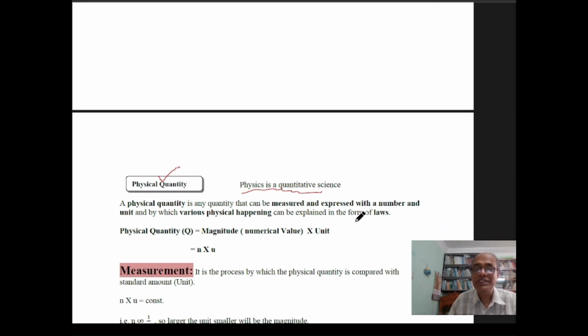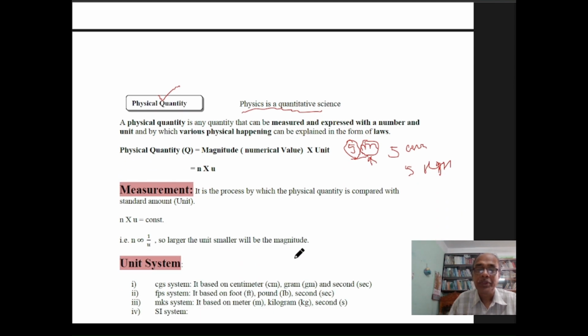Suppose you are sitting at a table. What is the length? 5 meter, 5 centimeter, 5 kilometer. What is the actual length? That means any physical quantity can be expressed in terms of one numerical value and another is the unit. This is the unit.